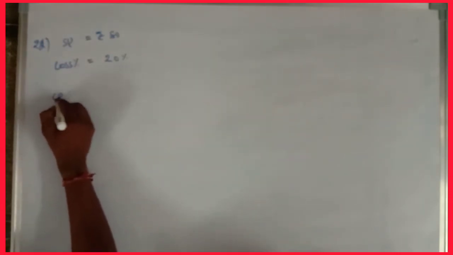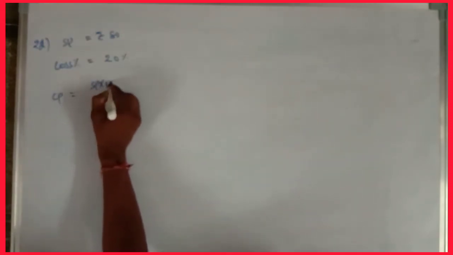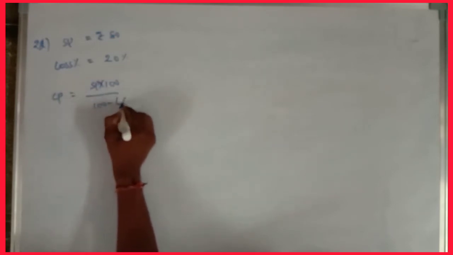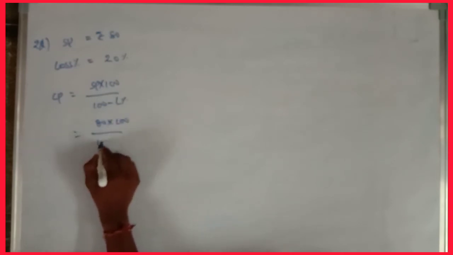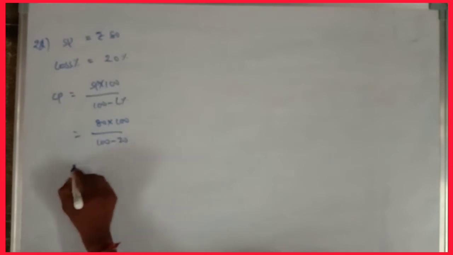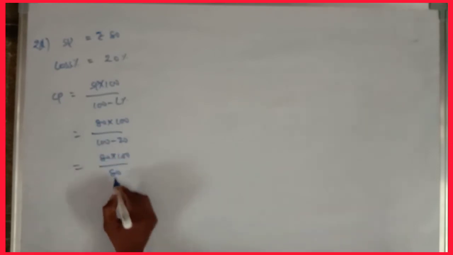So the formula is, when loss is given, CP is equal to SP into 100 by 100 minus loss percentage. So that's equal to SP, which is 80, into 100 by 100 minus 20. So that is 80 into 100 by 80, as 100 minus 20 is 80. 80 cancel. Then cost price is equal to rupees 80. Okay, CP is equal to 80.